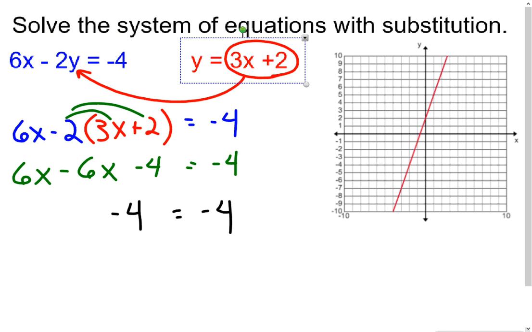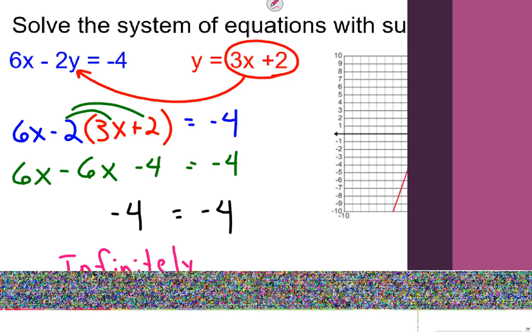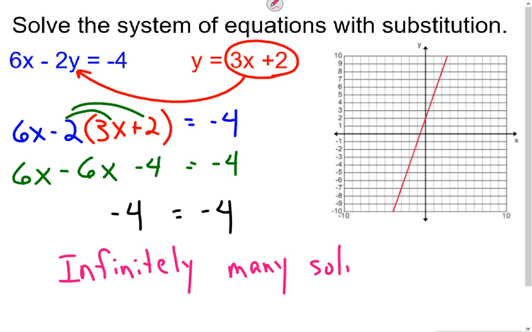And remember when we solve by graphing, which you see over here, when we had one line on top of the other line, we had infinitely many solutions. So for a situation like this, where you solve using substitution, but it comes out and it says a number equals the exact same number, you need to remember that we have infinitely many solutions to that system of equations.